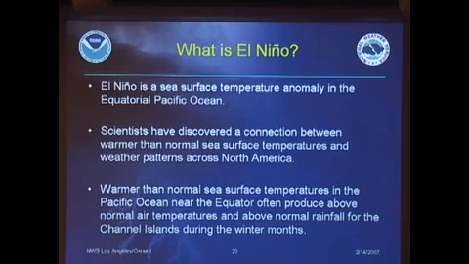Scientists have discovered a connection between warmer than normal sea surface temperatures and weather patterns across North America. It's been discovered that warmer than normal sea surface temperatures in the Pacific Ocean near the equator often produce above normal air temperatures and above normal rainfall for the Channel Islands during the winter months, and indeed for Southern California in general.